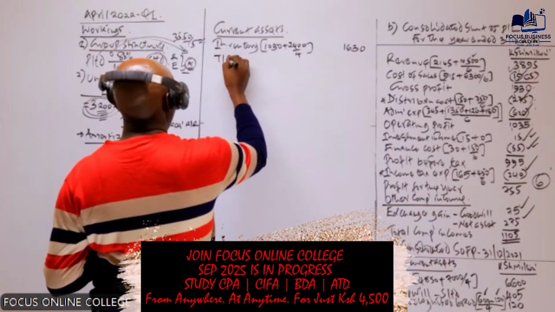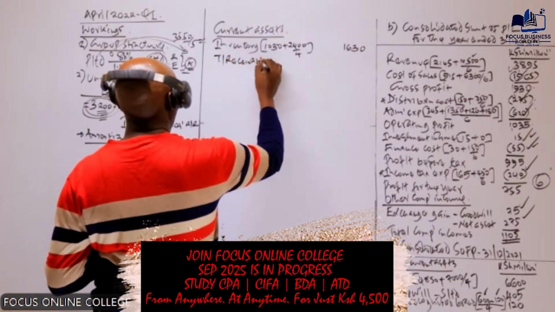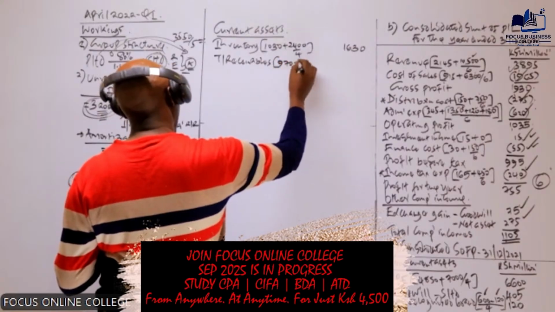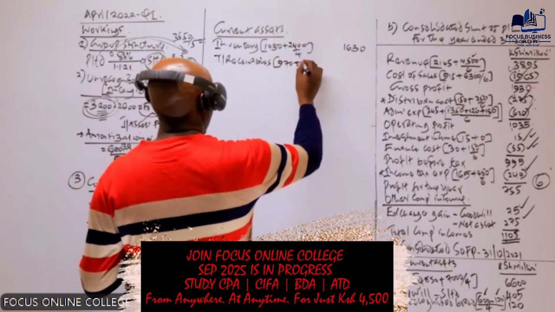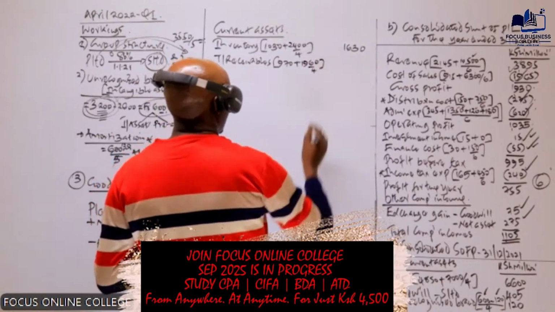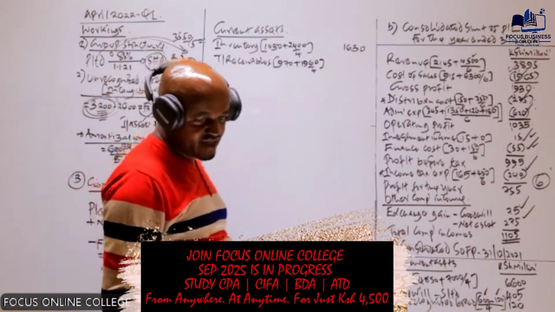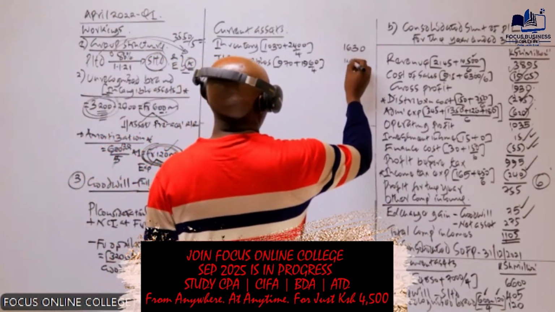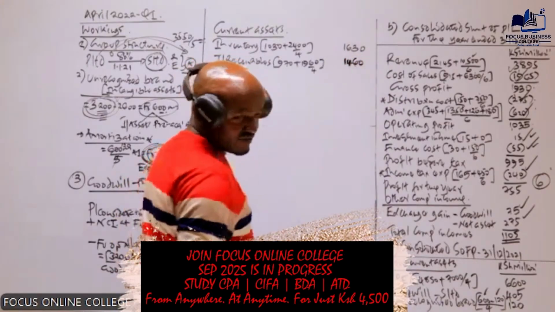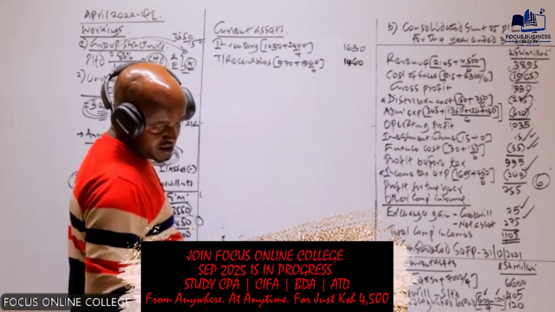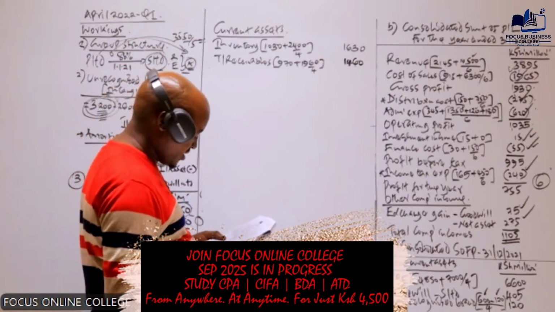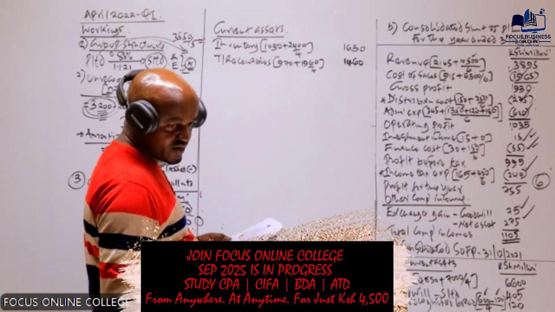We have trade receivables. Trade receivables, we take 970 plus 1960 divided by 4. So no adjustment here. You can see we don't have any adjustment. I'm told that is 1460 by Mercy. I hope that is correct.